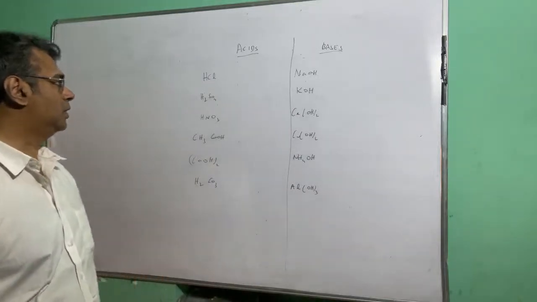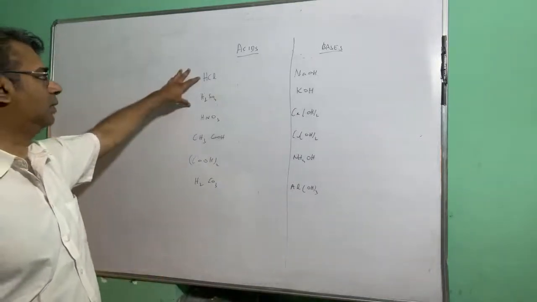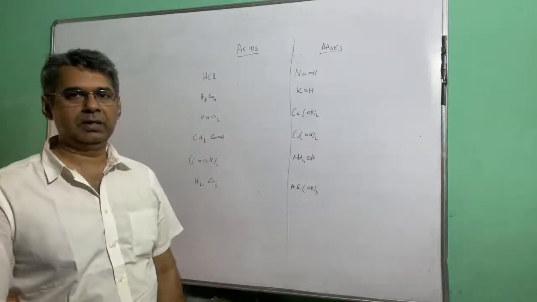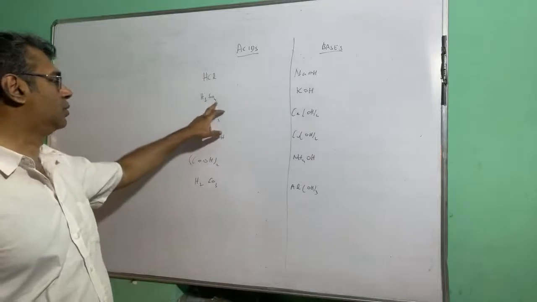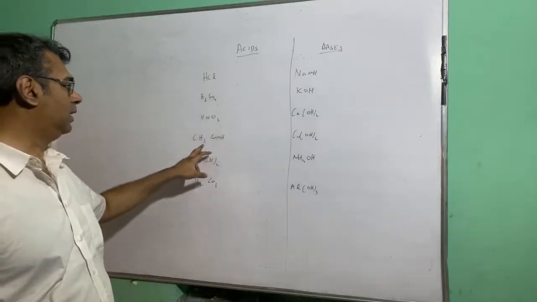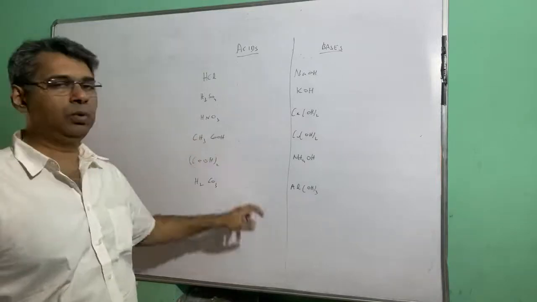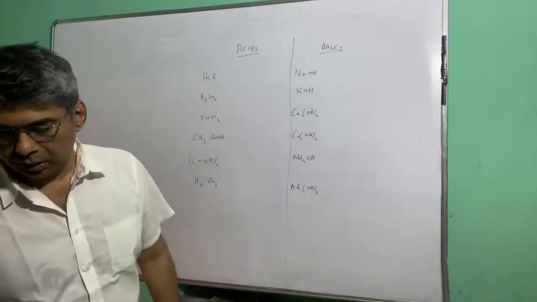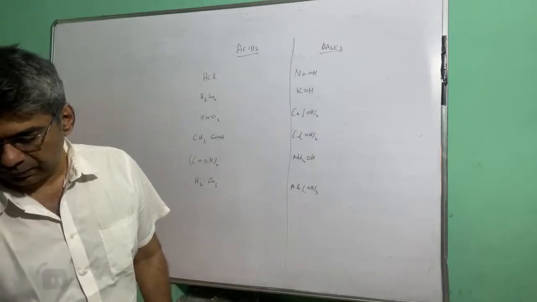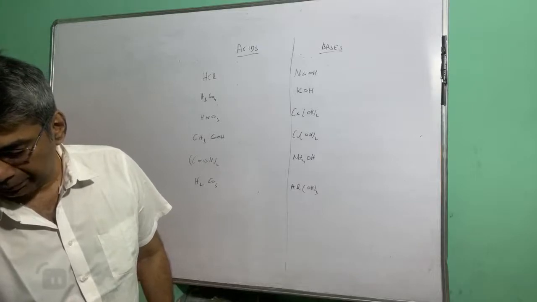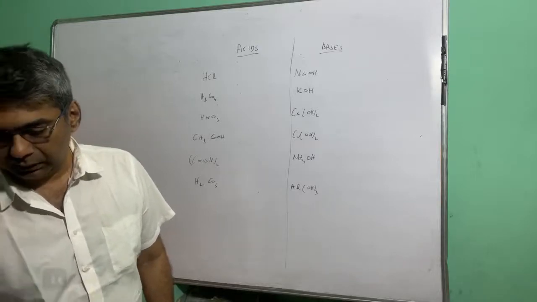So in today's session I have written the names of a few acids on the left side. This is HCl, it is called hydrochloric acid. This is H2SO4, it is called sulfuric acid. HNO3 is nitric acid. CH3COOH is called acetic acid. Acetic acid is also known as vinegar.